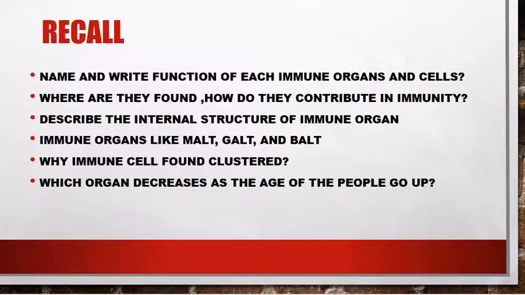Now, just to recall things, will you be able to name and write the functions of immune organs and immune cells? Where are they found? How do they contribute to immunity? Describe the internal structure of the immune organ. Name organs like BALT, MALT, GALT. Why are immune cells found clustered in a particular area? Which organ decreases as age goes up? These are some of the questions that you have to think about.